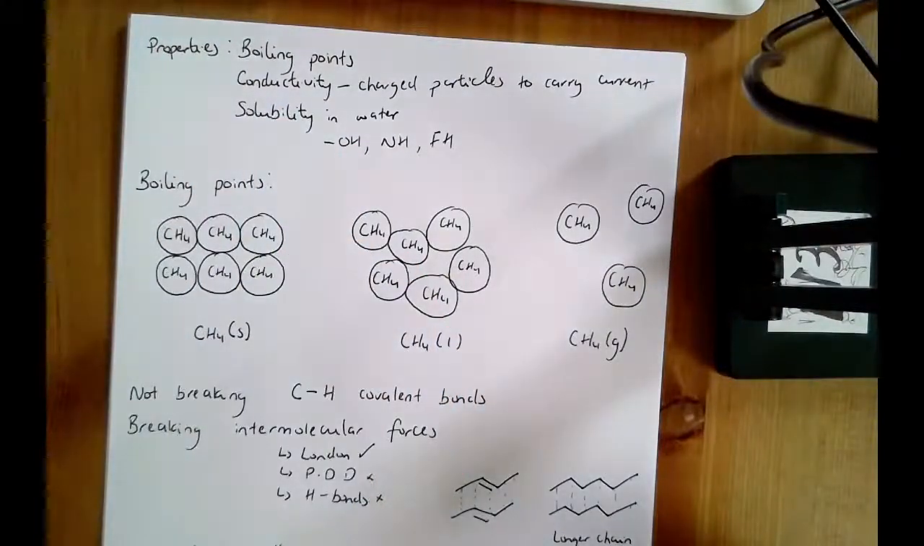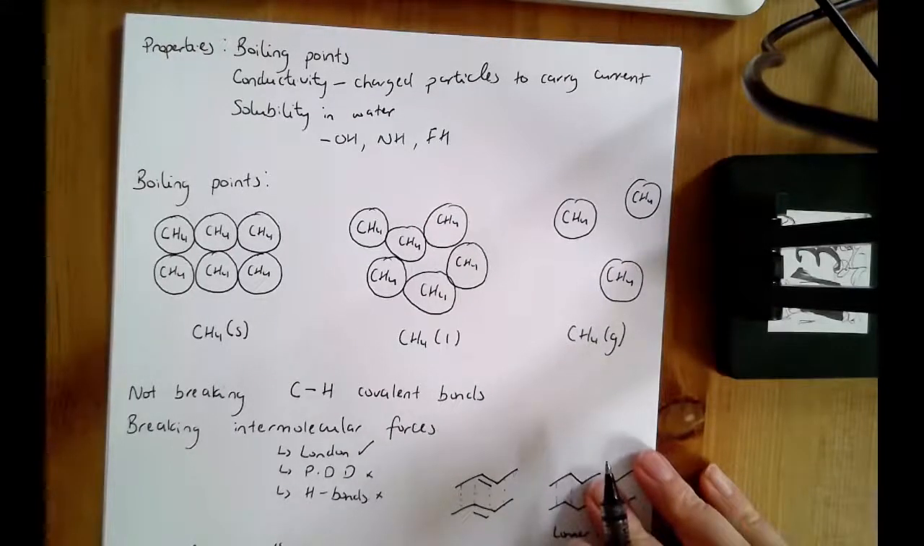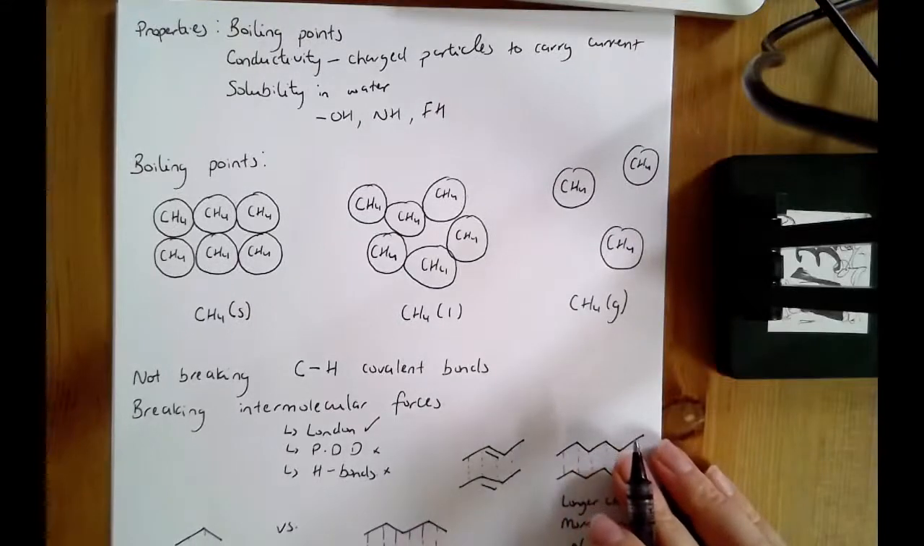Alkanes and alkenes have none of these things, okay? They don't have any oxygens, nitrogens, or fluorines, therefore they are not going to be able to form hydrogen bonds in water, and your alkanes and alkenes will both have very low solubility in water.